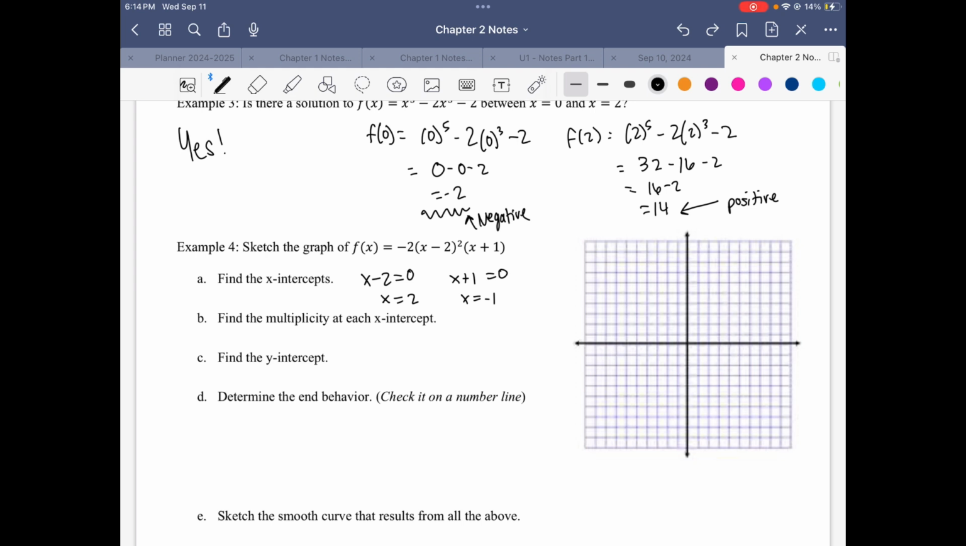So then it wants us to find the multiplicity at those x-intercepts. So for this one, it's 2. Why is it 2? Because the degree of that factor is 2.